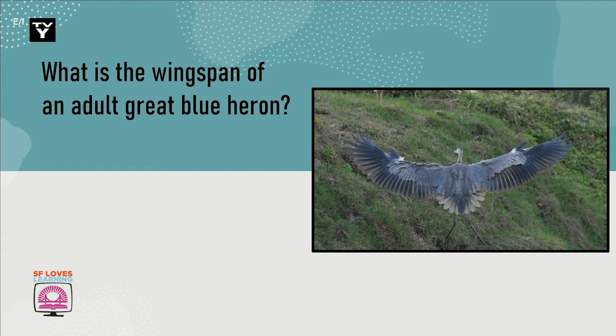What is the wingspan of an adult great blue heron? Is it A, 3 feet, B, 6 inches, C, 6 feet, or D, 12 feet? The answer is C, 6 feet.